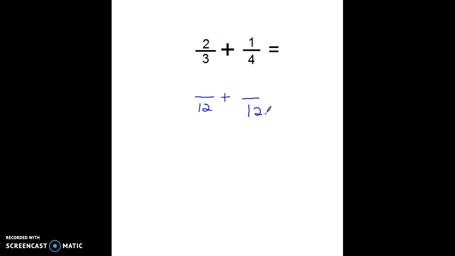Now, ask yourself, how do I make this denominator look like this one? I need to times this by 4. 4 times 2, 8. How do I make this denominator look like this one? I need to multiply by 3. 3 times 1 is 3, and notice we get 11 twelfths. All right, great. Next page.